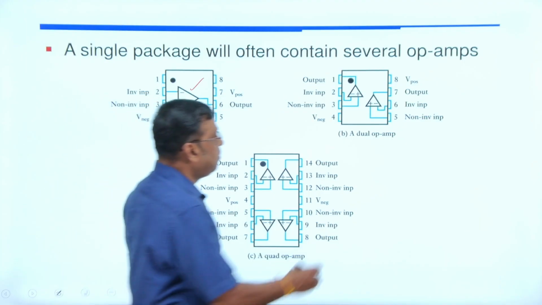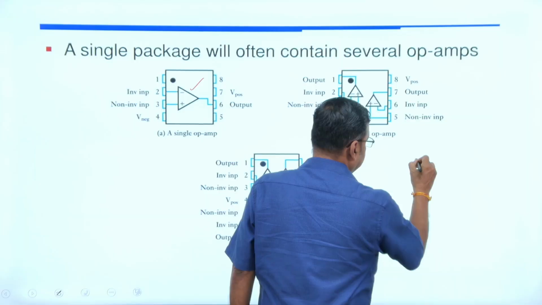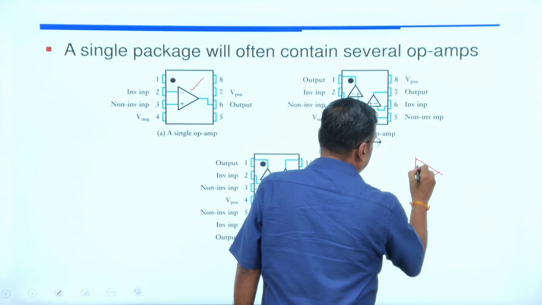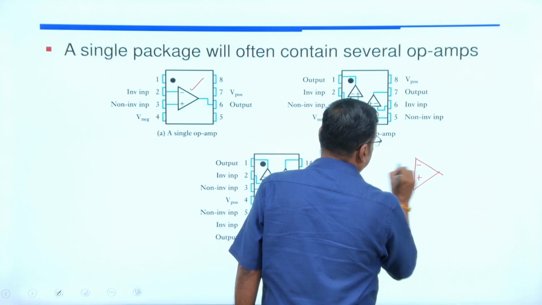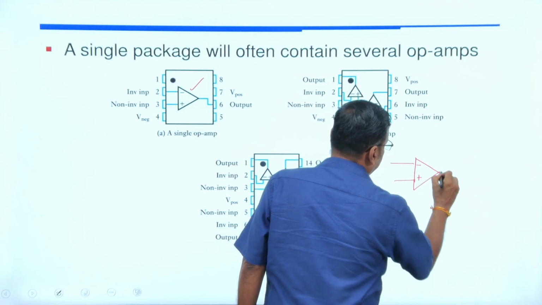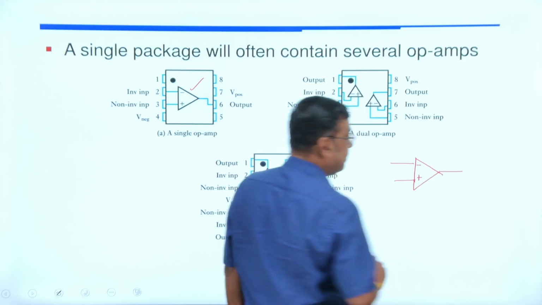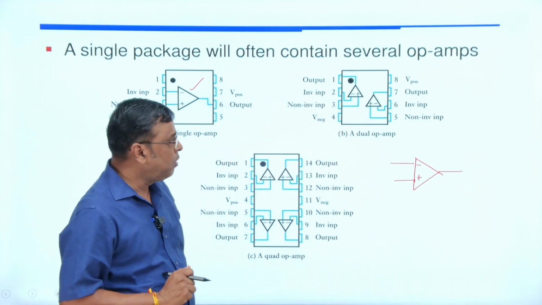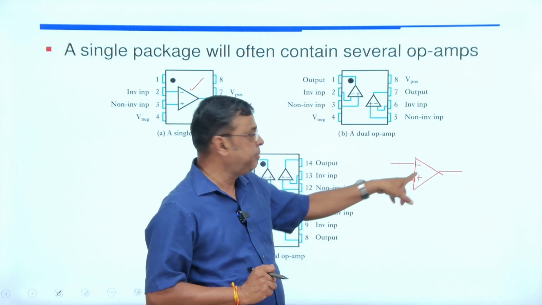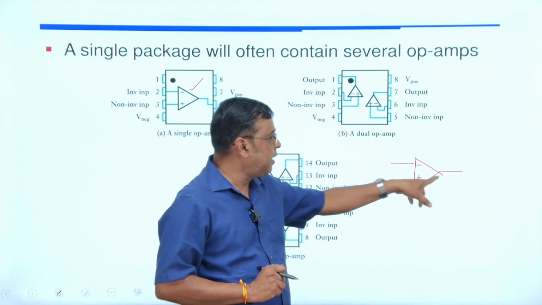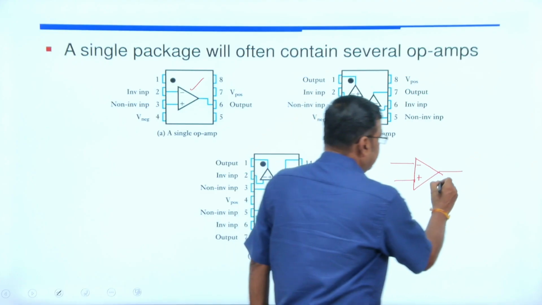Already I told you about the operational amplifier. First of all, you must know there is a minus terminal, a plus terminal, and an output terminal. These 3 terminals you must know. The minus terminal is inverting, the plus terminal is non-inverting, and this is the output terminal, V0.